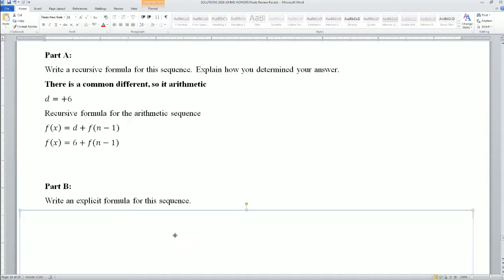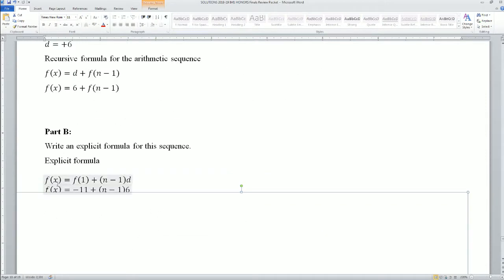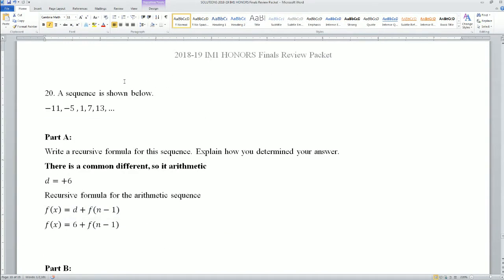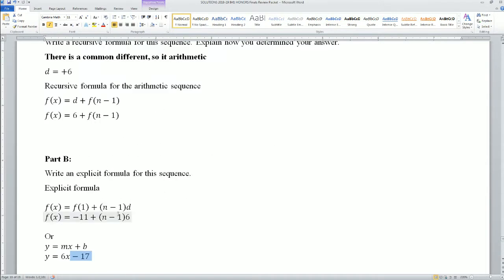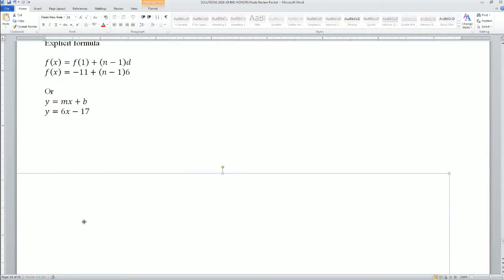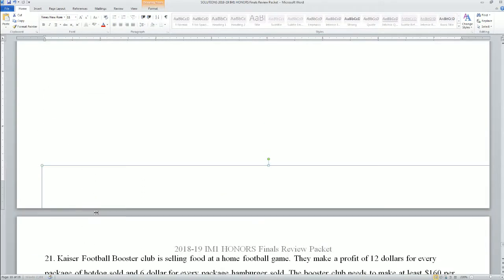Next, part B, write the explicit formula. Again, the explicit, right? Looks like this. That is the explicit for the arithmetic. Plug in the first term, which is negative 11. Common difference here is 6. Or you can write this in y equals mx plus b, but notice I'm using negative 17 because I have to find the zero term, the y-intercept term. This is the first term, so I'm using negative 17 here as the y-intercept. Okay? Alright, I think we're almost there.